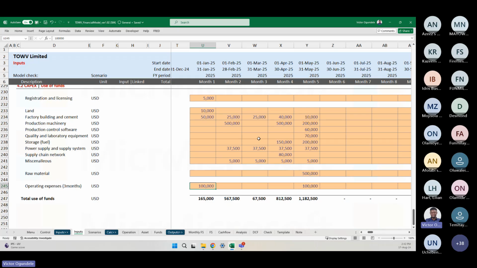So this is what we call capex profiling, right? It's not as if you need everything in month 1. Yes, though there are cases where the funder gives you the money upfront. We call it upfront funding. But most times, because we are infusing project finance into an operational model, it's all about cash management.